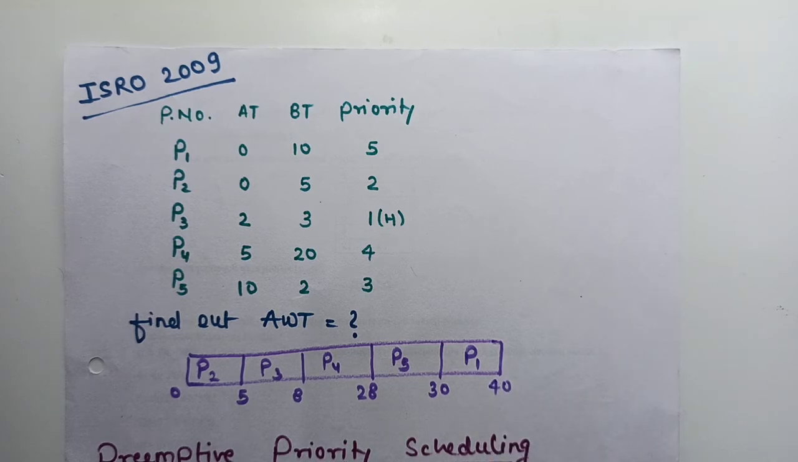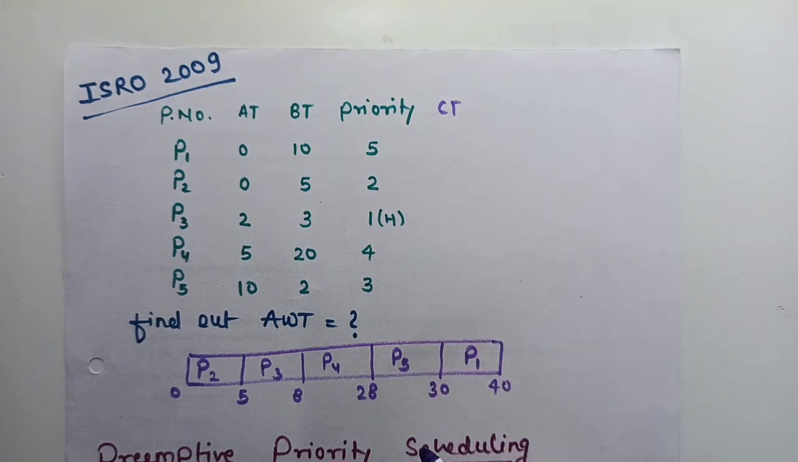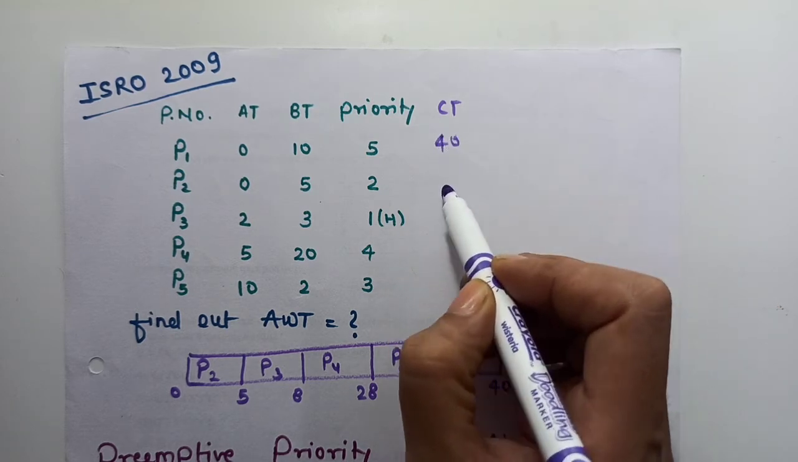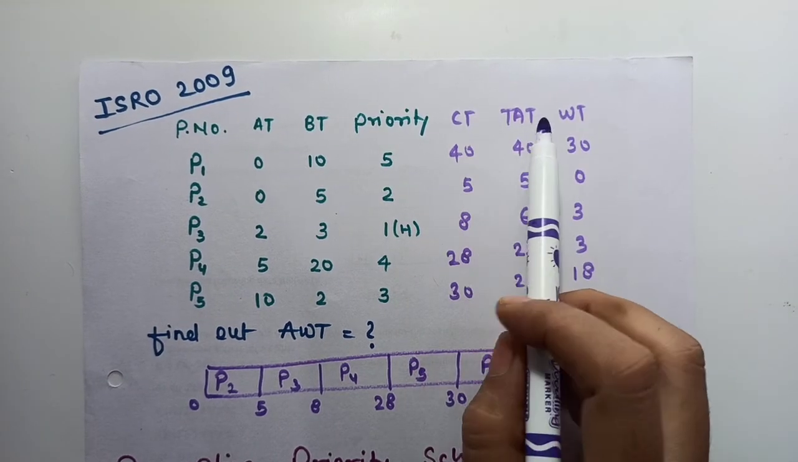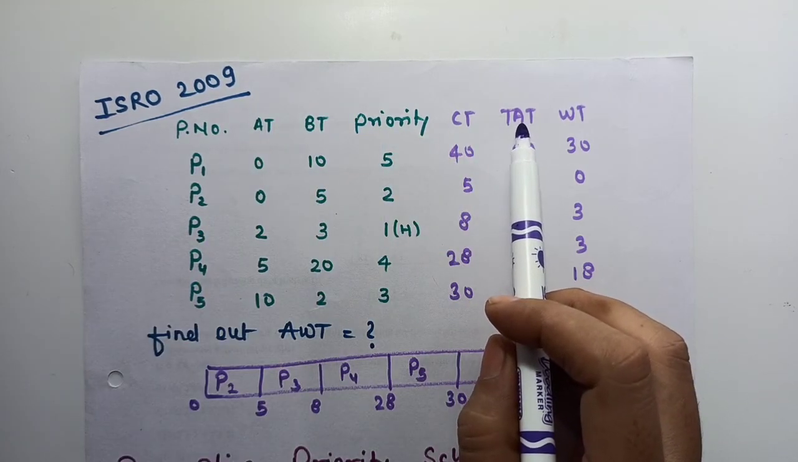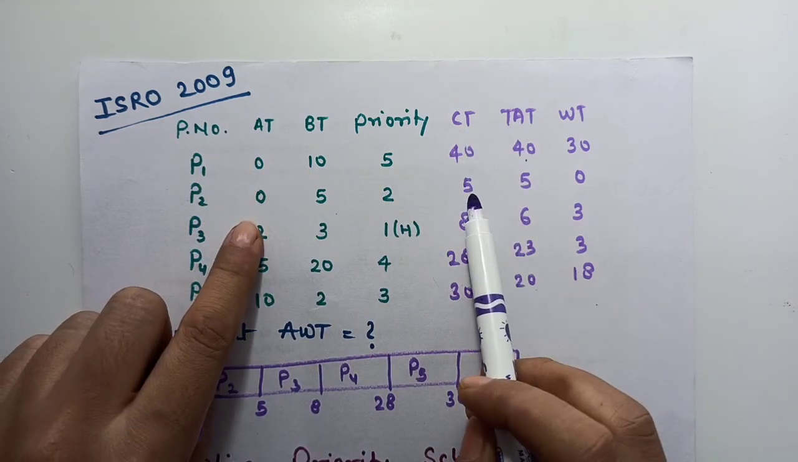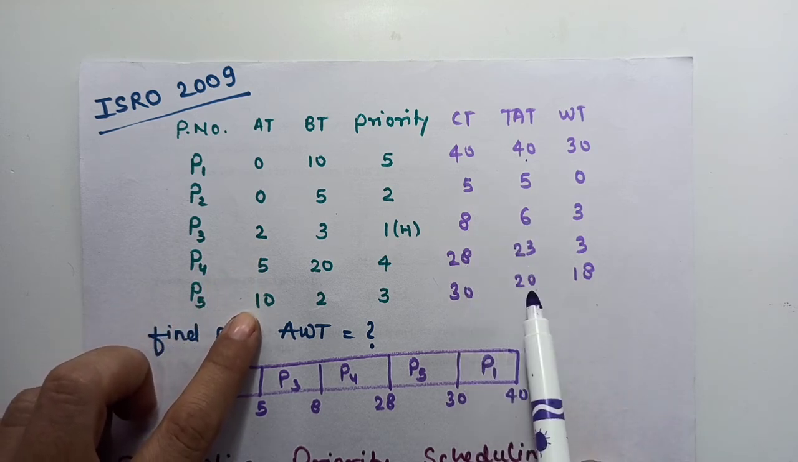Okay, so if you calculate the completion time, the completion time of P1 is 40, P2 is 5, P3 is 8, P4 is 28, and P5 is 30. Let's calculate the turnaround time. What is turnaround time? It is completion time minus arrival time. So 40 minus 0, 40; 5 minus 0, 5; 8 minus 2, 6; 28 minus 5, 23; 30 minus 10, 20.